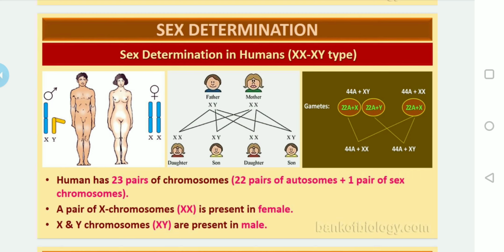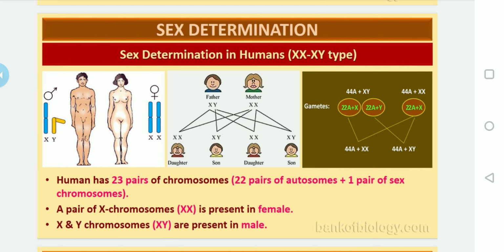A human has 23 pairs of chromosomes, that is 22 pairs of autosomes plus one pair of sex chromosomes. If a pair of X chromosomes, that is XX, is present, then it is surely called a female. Then what about X and Y chromosomes? If XY are present, then surely it is a male. On the right side we can identify how to write the diagrammatic representation.